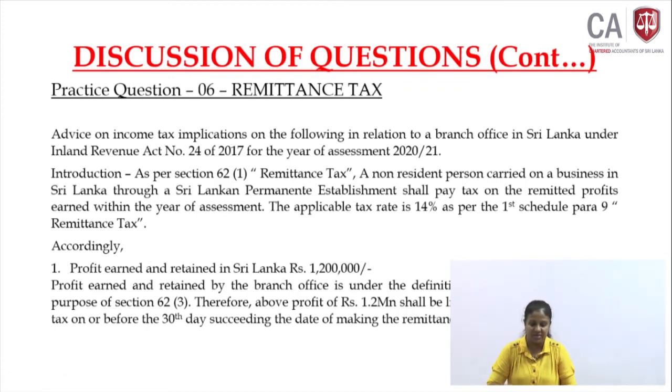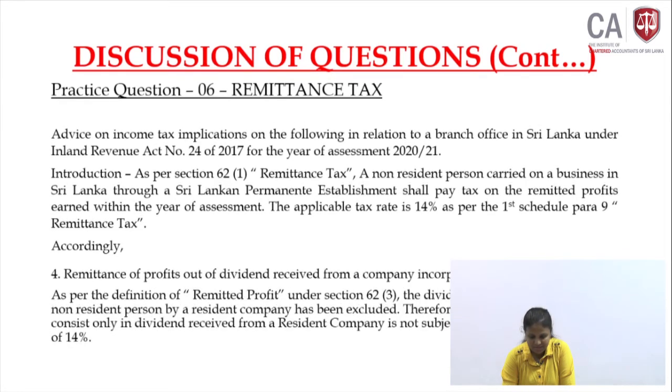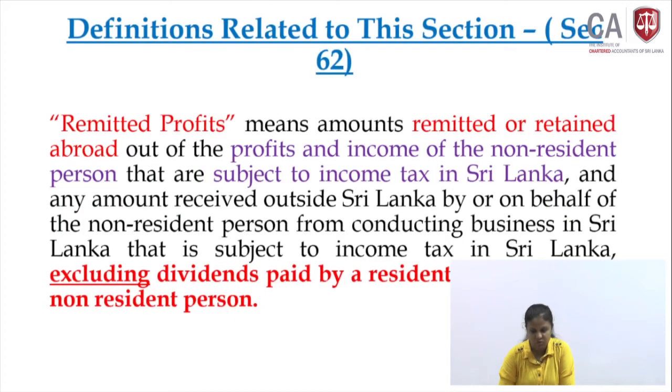After that, there is a requirement to pay like this in a particular year of assessment. After that, you have to look at what the given circumstances are. Okay. Before coming to the answers, I need to do questions and answers. I need to go for, as an eye opener, what we have discussed in session 3: the definition relating to section 62, what is the meaning of remitted profit. Before going to the question, we will quickly come to this part.